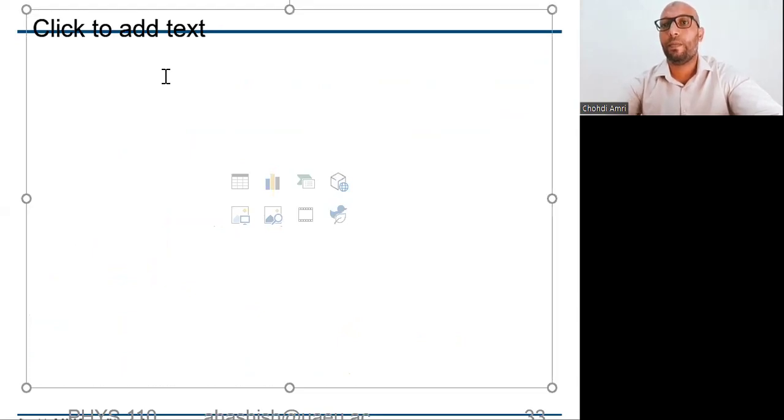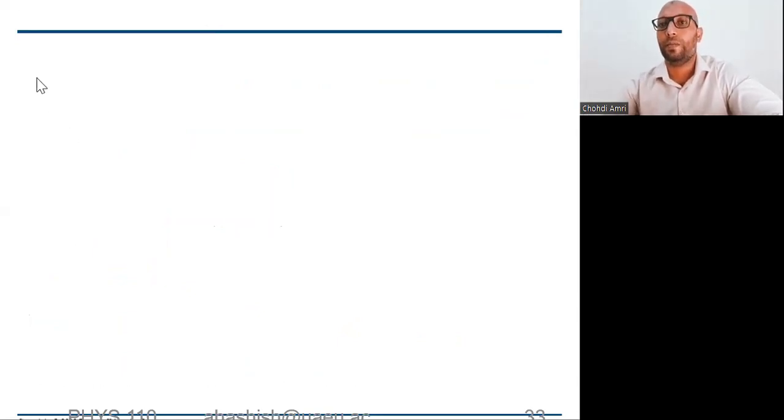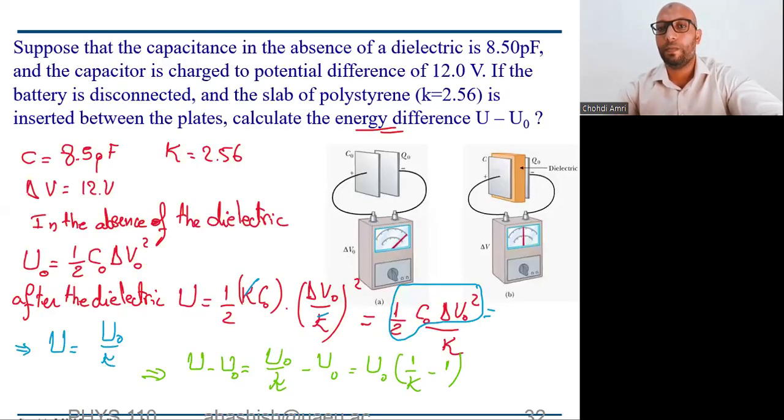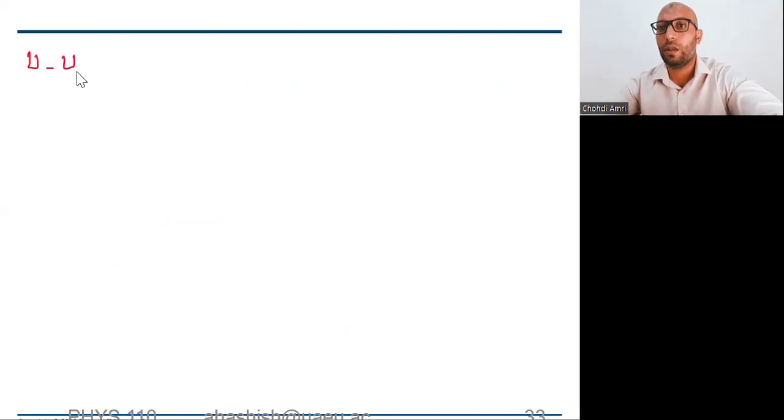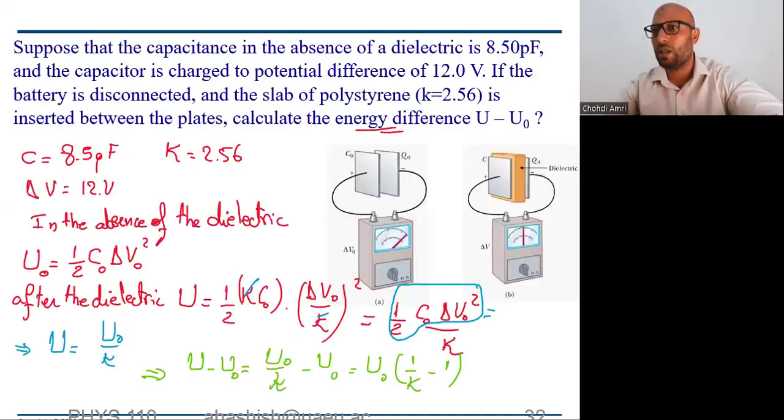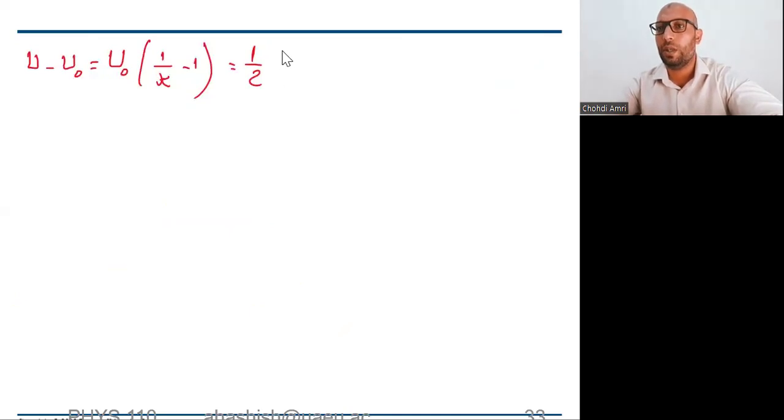Okay. We said that the difference in the energy, U minus U naught, is only U naught times a factor of 1 over kappa minus 1. And U naught, as you know, is half of what we have as given, delta V and C. So it's going to be half C naught delta V naught squared times the factor of 1 over kappa minus 1.